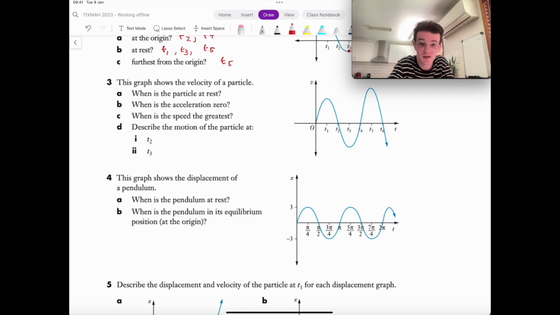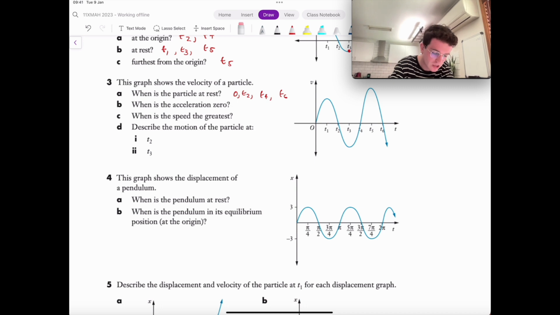This is a velocity versus time graph. So velocity, this one is a particle at rest, so that's just when it's 0. So it's 0 right here, here, and here. And it's 0 at t2, t4, t6.